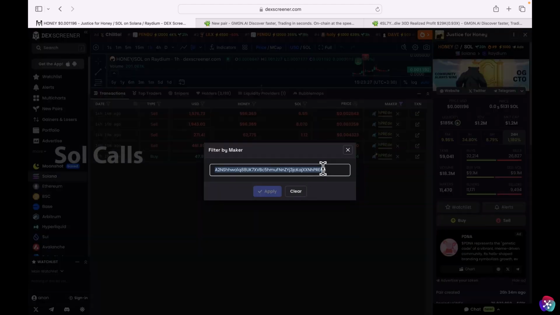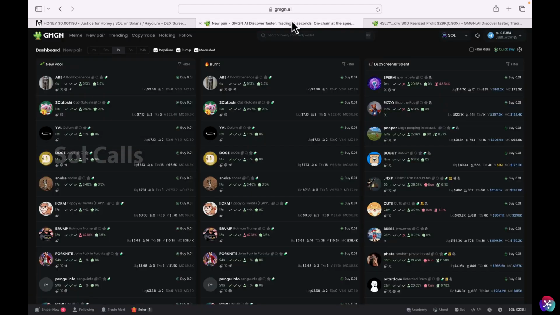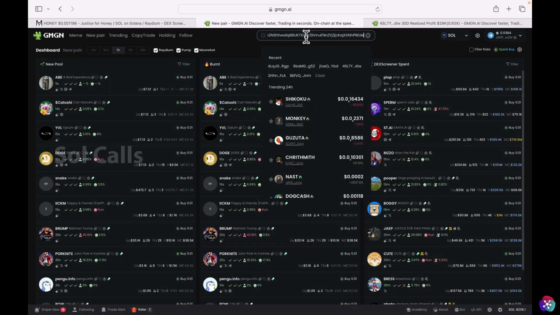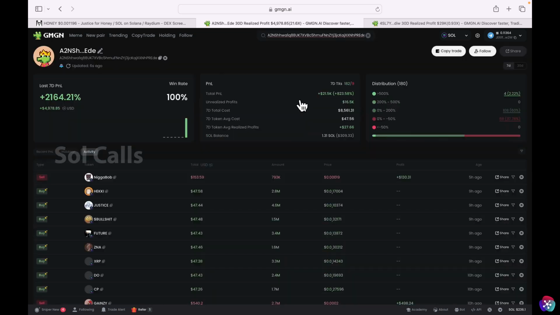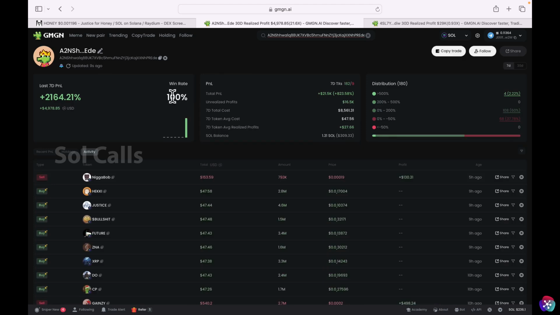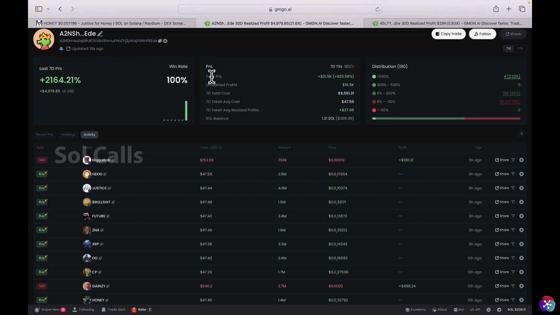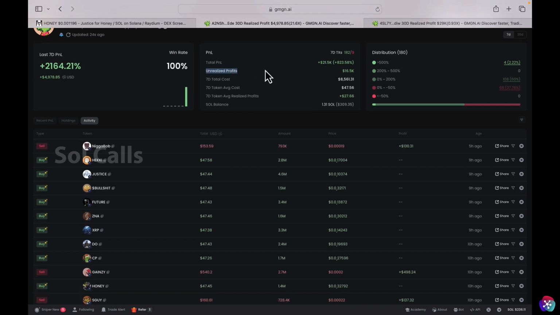Let me copy that and go to the GMGN website. Paste the wallet and let's see his performance. His win rate is 100%. However, I usually don't trust this win rate. It's not accurate. His total P&L is plus 21 grand. This wallet obviously is profitable, but let's check it manually.